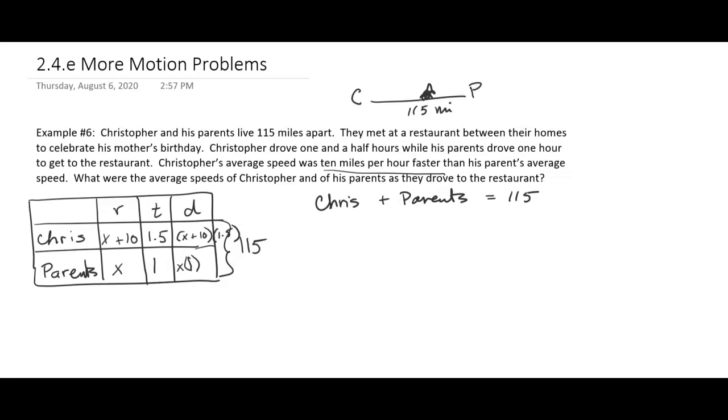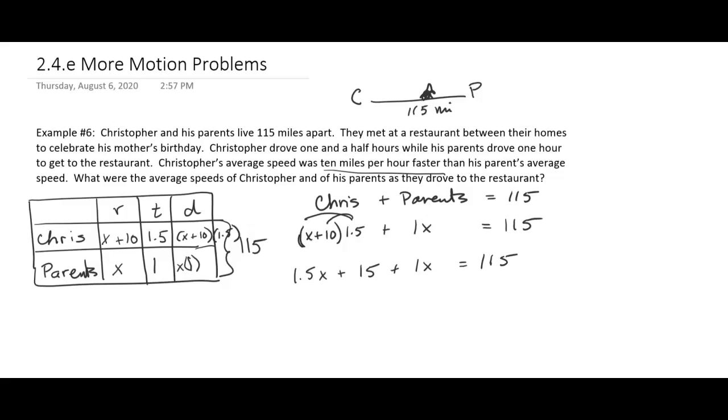So Christopher's rate times his time, that's how far he drives. x plus 10 times 1.5. And then the parents, they're just driving 1 times x. And that equals 115, a total of 115. So the parents, maybe they're driving 60 miles an hour. The parents are going to drive 60 miles, okay? All right, so there's the equation. I'm going to go ahead and distribute here. So 1.5x plus 15, right? Power of 10, so plus 1x.